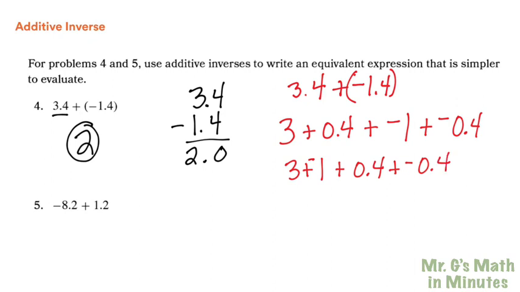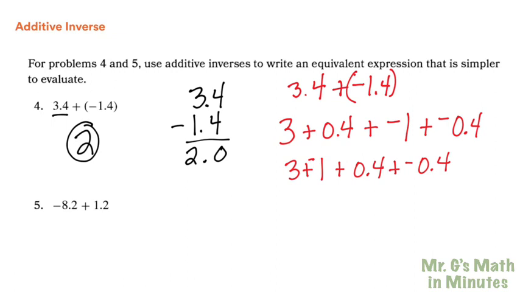Now, something that you must know about numbers like this, adding positives and negatives, is that if you add a number and its opposite, so we're talking about 1 plus negative 1, 100 plus negative 100, 52 plus negative 52, that will always be equal to 0. Any number added to its opposite is always going to be 0.